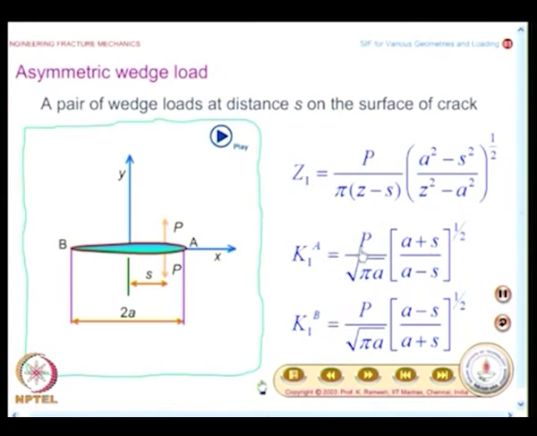For tip A, it is P divided by root of pi a multiplied by (a plus s divided by a minus s) whole power half, and for tip B, which is given as K1B, you get this as P divided by root of pi a multiplied by (a minus s divided by a plus s) whole power half. Is there a way to check this result? You have a provision. Suppose you make s equal to 0, both the expressions reduce to what we saw for the concentrated load at the center.